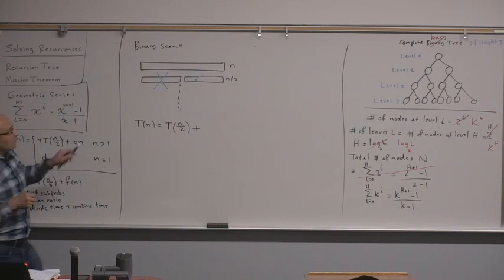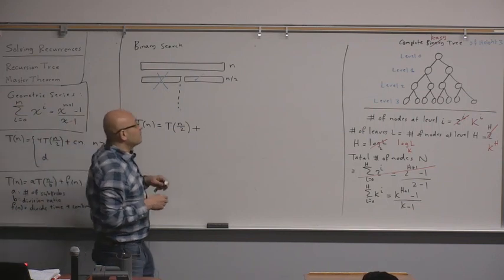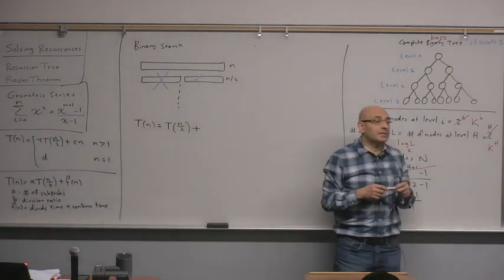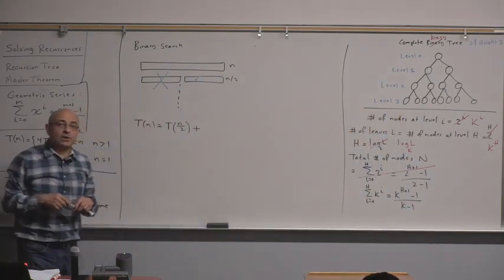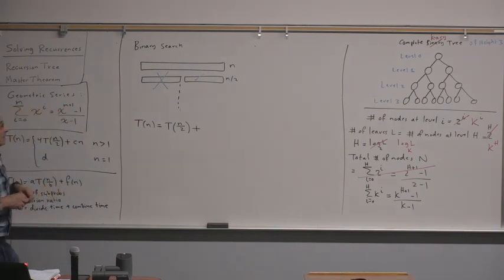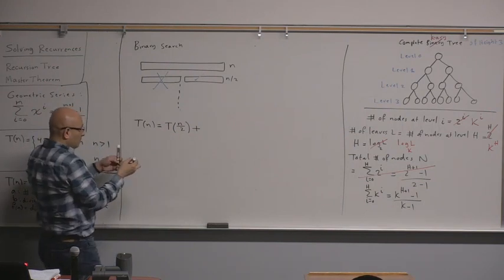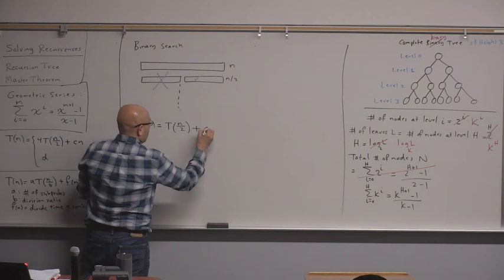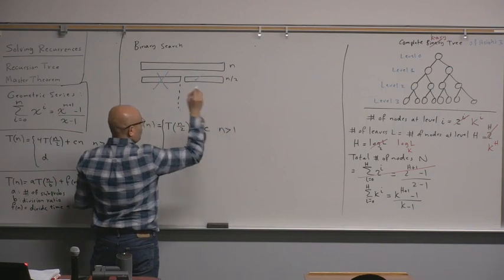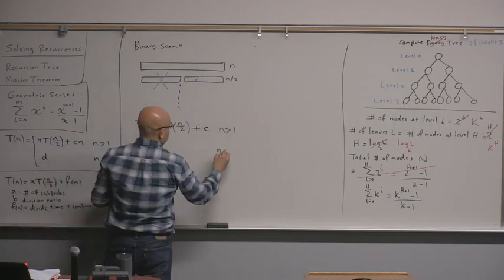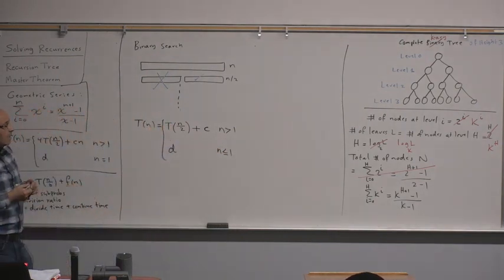How much time do we spend to divide the array in half? Constant. And how much time do we spend in combining in binary search? There is no such thing. Yeah, there is no combine in binary search. So the combine is 0 and the divide is 1. So for binary search, the formula is T of n equals T of n over 2 plus a constant. This is if n is greater than 1, and if n is less than or equal to 1, we have a constant, D. So this is binary search.